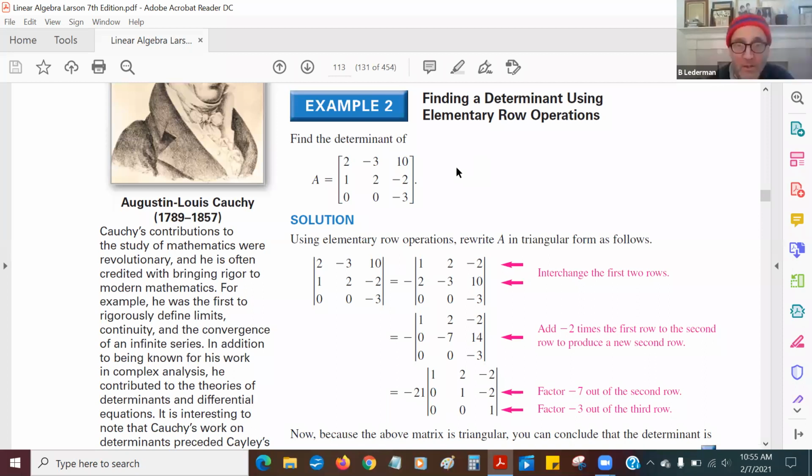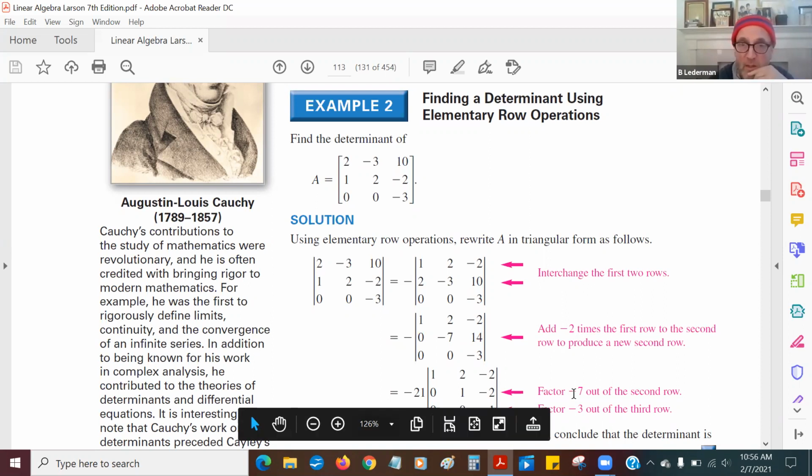Anyway, so we saw this matrix given, with 2, -3, 10, and so forth. And we're going to interchange the first two rows. Now, when you interchange two rows, that makes the determinant negative, so we put a little negative over there. The next thing we're going to do is add -2 times the first row onto the second row, because we want to get rid of that 2. But we know that when you add a multiple of one row onto another row, it does not change the determinant at all.